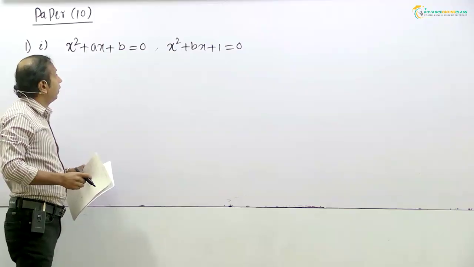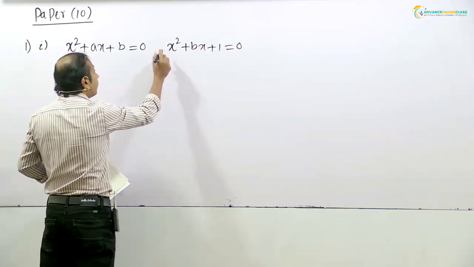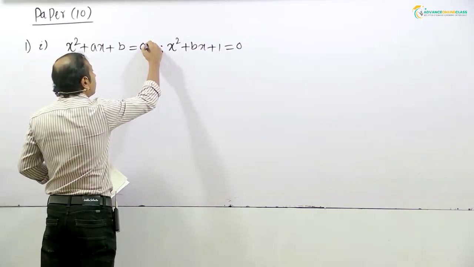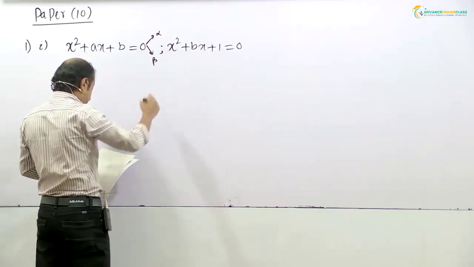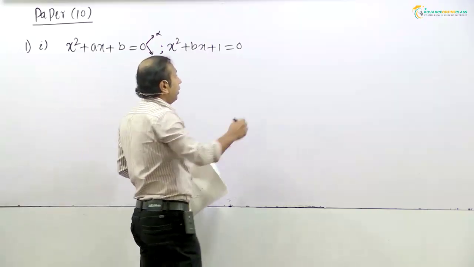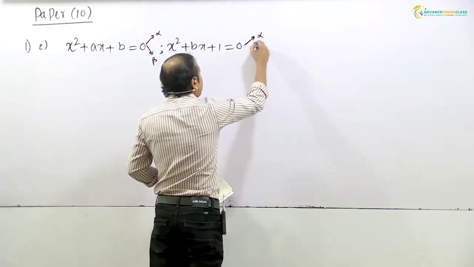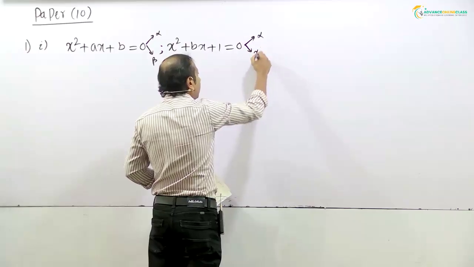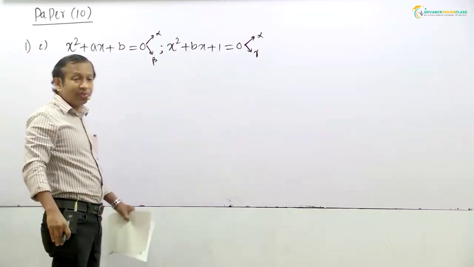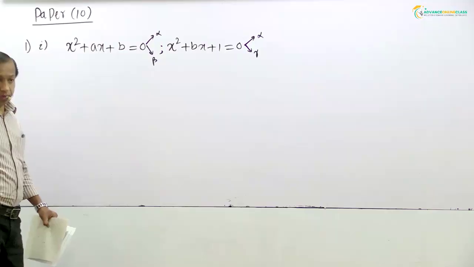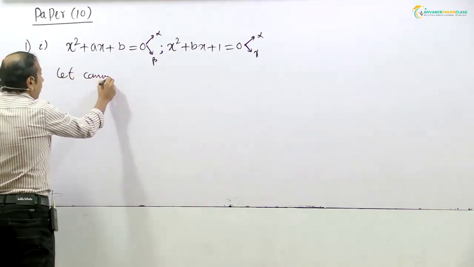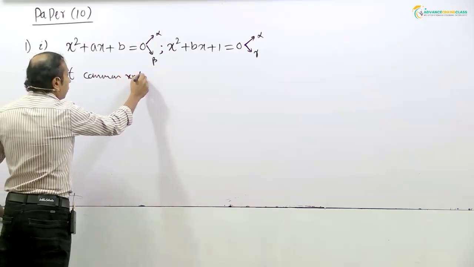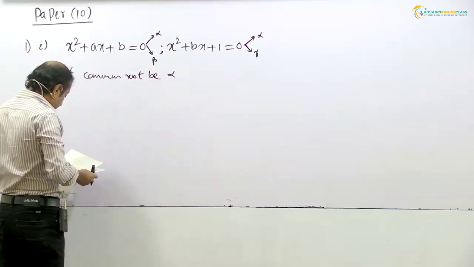Now I am going to take the two roots of this as alpha and beta. And here the two roots alpha, gamma. Then the common root is alpha. Then we can write, let the common root be alpha.